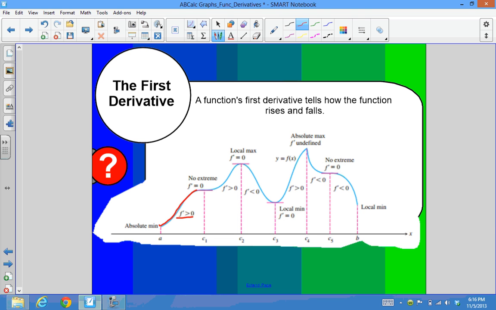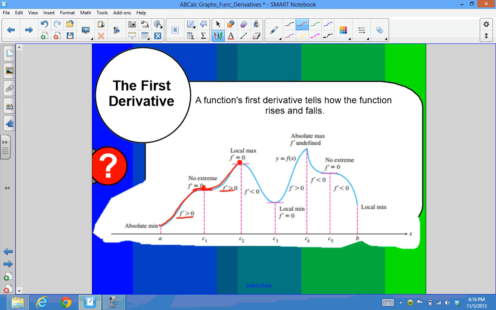At this point right here, sorry my pen is not great, just that one point, my slope is 0. My slope is 0, which means I have a horizontal tangent. We know that's a saddle point. Continuing on from there, I am continuing to increase. My slope continues to be positive.